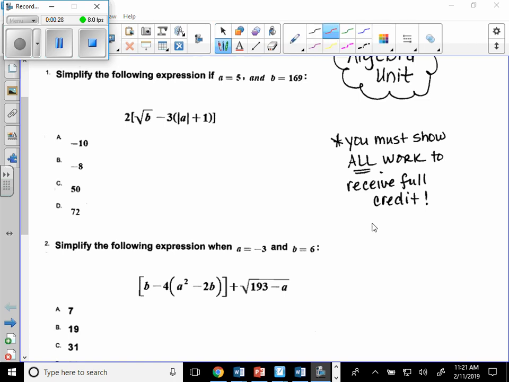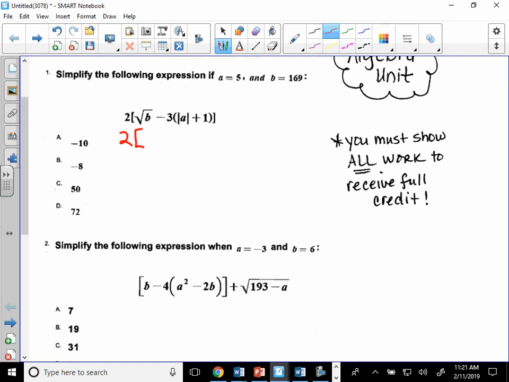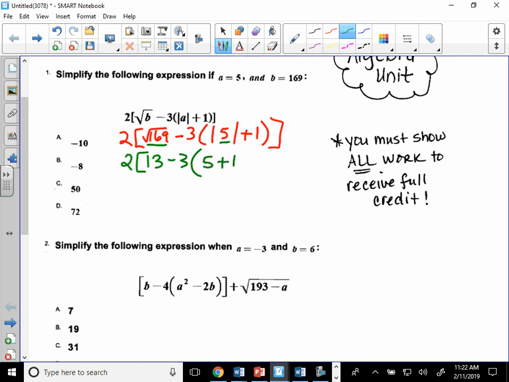This is evaluating, so you're going to plug in the variables a and b. So I'm going to first rewrite the problem. Square root of 169 minus 3 times the absolute value of 5 plus 1. All right, the next step, I'm going to do possibly a couple of steps inside. So this is 2, make sure you bring that 2 down. This is 13 minus 3. The absolute value of 5 is 5 plus 1.